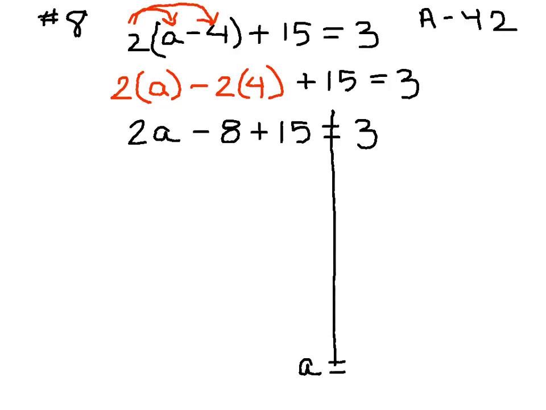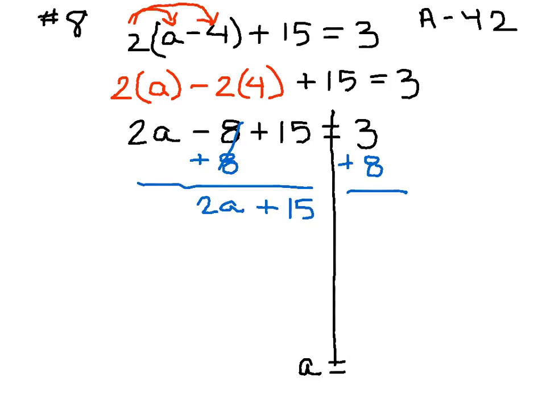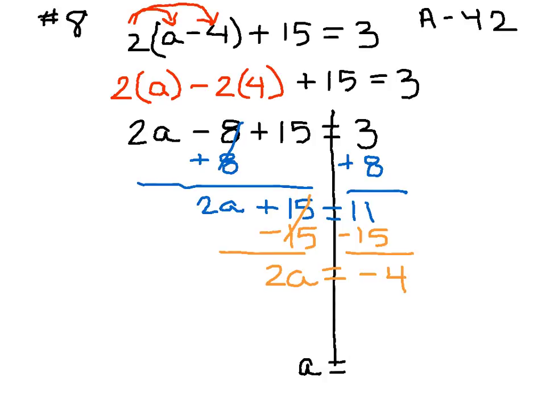So the first thing I'm going to do to both sides here then, guys, is add an 8 to both sides. And that's going to leave me with, those guys are going to cancel, and I'm going to get 2A plus 15 is equal to 11. Okay, now the next thing I'm going to do is get rid of the 15. So I'm going to subtract 15 from both sides of my equation. And that's going to leave me with 2A, and once again, those guys are going to cancel, is equal to, and 11 minus 15 is a negative 4.